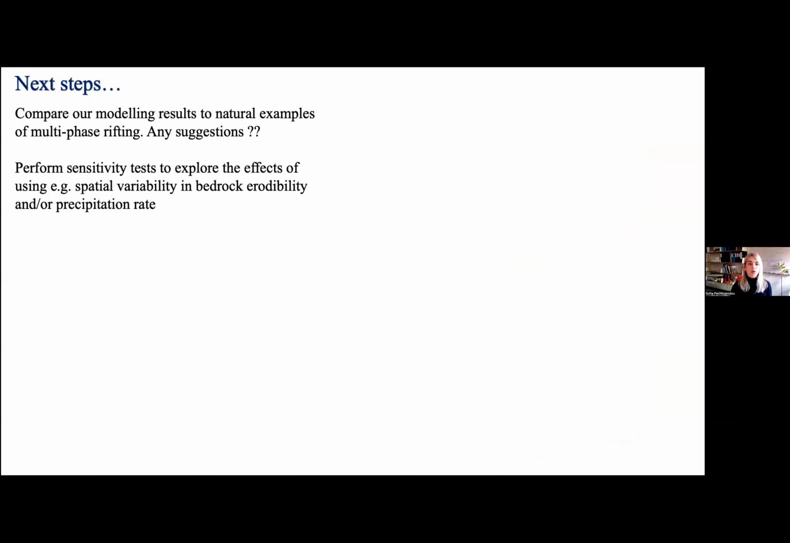And I would like to close with some ideas for future work, and that is to compare our modeling results to natural examples of multi-phase rifting, and I'm happy to hear any suggestions, and also to perform sensitivity tests to explore the effects of, for example, using a spatial variability in erodibility.